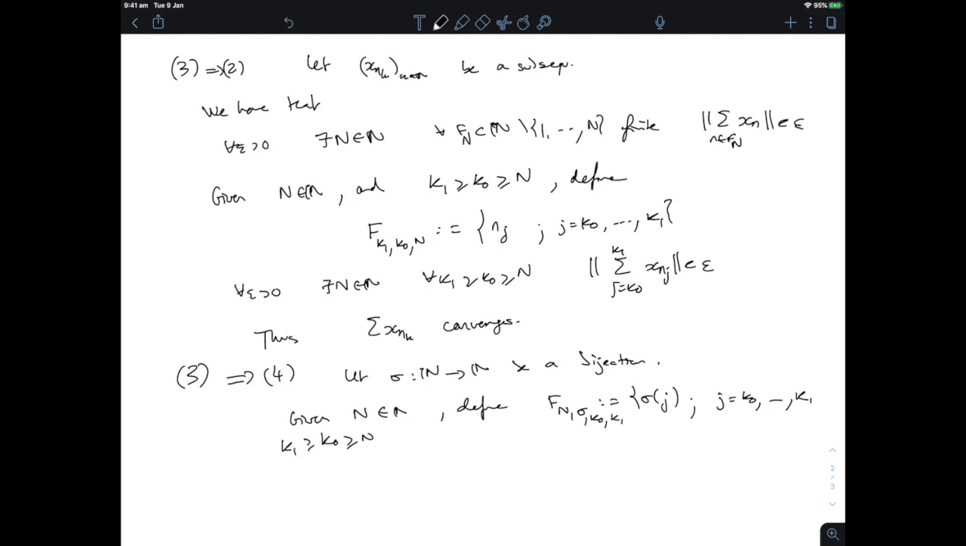And then applying 3, we have that for every epsilon there exists an n, such that for this particular choice of sets, therefore for all k1 greater than k0 greater than n, the sum for j equals k0 to k1 of x_{sigma_j}, which is exactly the sum of the x_n on the set F_{sigma,k0,k1}, is smaller than epsilon. That is saying that the series with general term x_{sigma_n} is Cauchy and therefore converges.